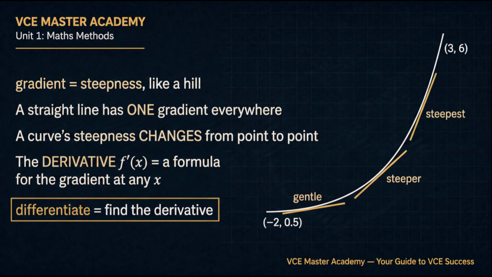Near the bottom, it's a gentle stroll. Further along, it's a proper climb. The steepness keeps changing as you move. So one number can never describe a curve. That's why we need something better.